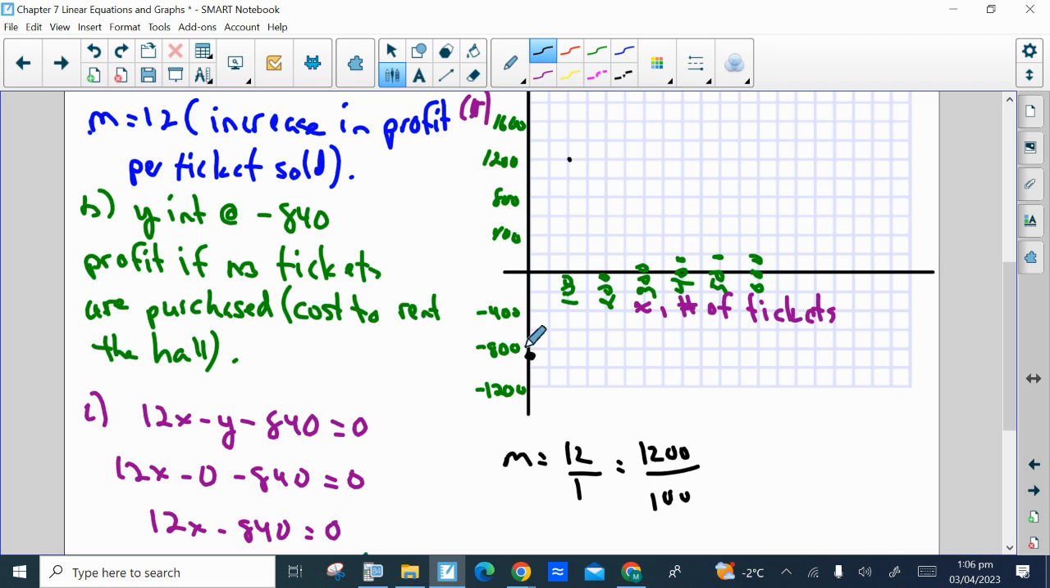From here, we can rise 1200. So from negative 800, if you rise 1200, it'll be up to 400, and then run 100. So that's that point right there. I can rise another 1200, which will be 1600, and run 100. So that'll be that point right there. And even though it's a linear pattern, you should not draw a line through there because this is not continuous data. You cannot buy half of a ticket.